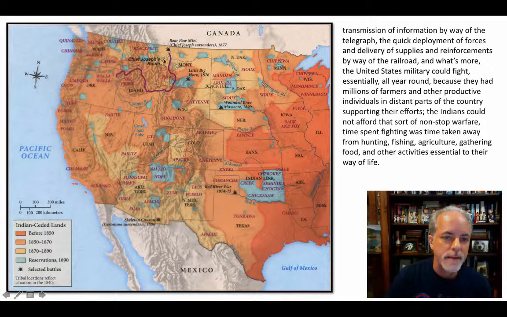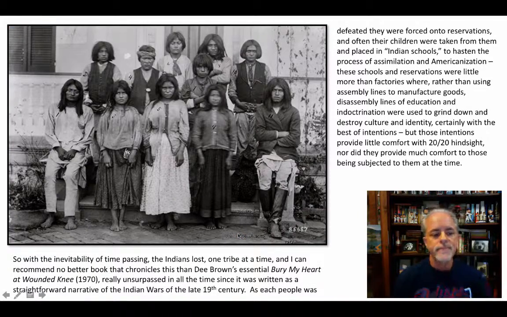The blue pieces of real estate were the reservations that were left to the Indians west of the Mississippi. You can even see a little bit of them east of the Mississippi here, but this is essentially focusing on the territories and the real estate west of the Mississippi River and what happened to those Indians in that part of the country. Okay. With the inevitability of time passing, the Indians lost one tribe at a time.